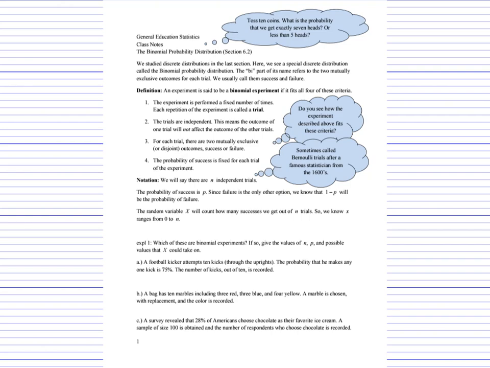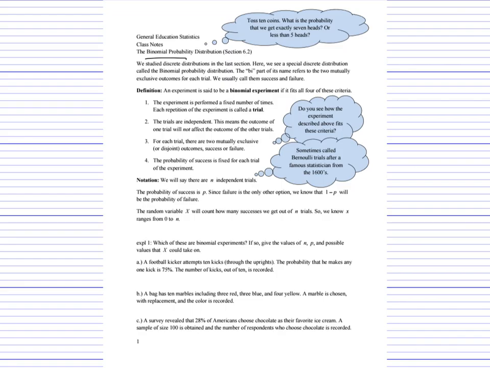So this is Math 145, Section 6.2 notes. What we did in Section 6.1 started us on this exploration of discrete random variables. In 6.2, we look at a very specific discrete random variable called the binomial probability distribution.